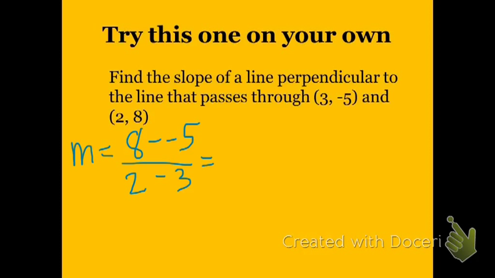So now when I simplify, 8 minus -5 is the same thing as 8 plus 5, so I get 13 over 2 minus 3, which is -1. So to find the slope of a line perpendicular to that, I have to make it opposite, so I know it's going to be positive, and find the reciprocal. So the reciprocal of 13, or 13 over 1, is going to be 1 over 13. So my answer is going to be positive 1 over 13.